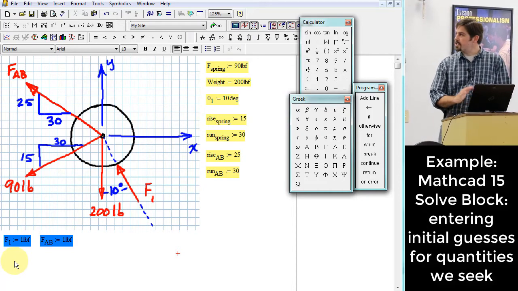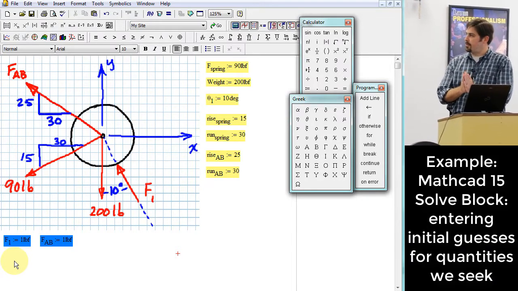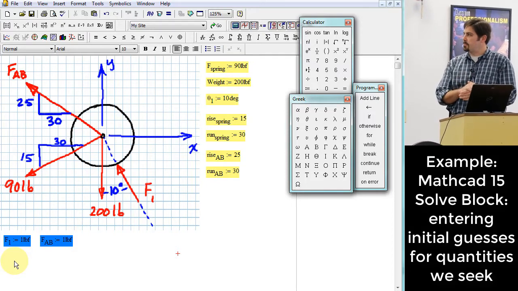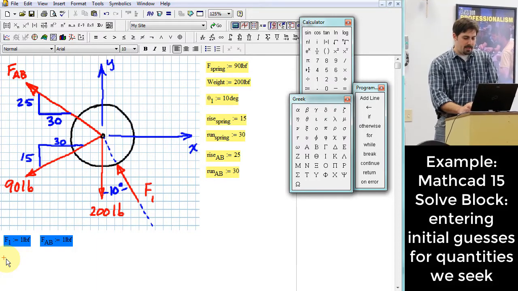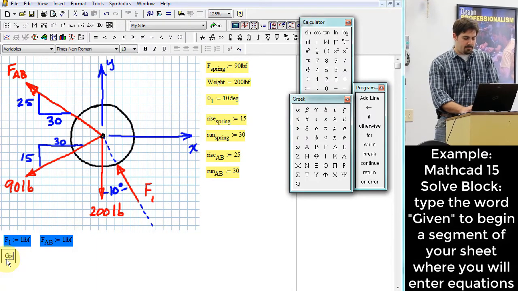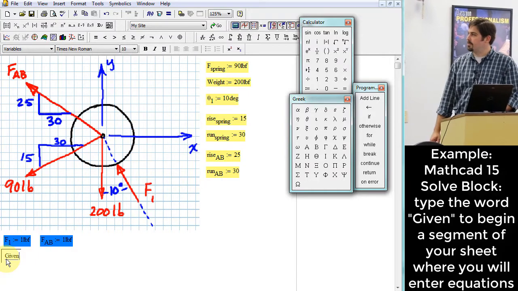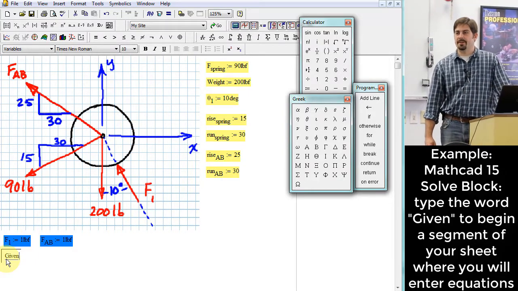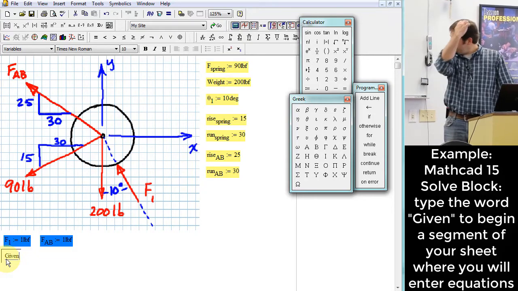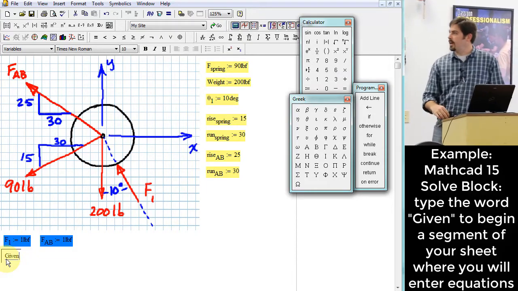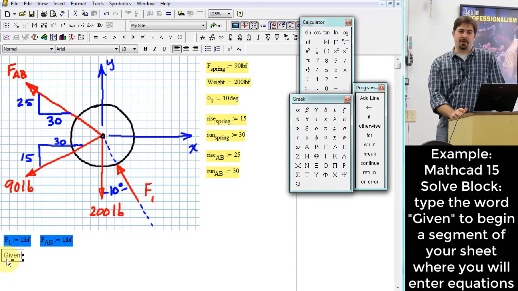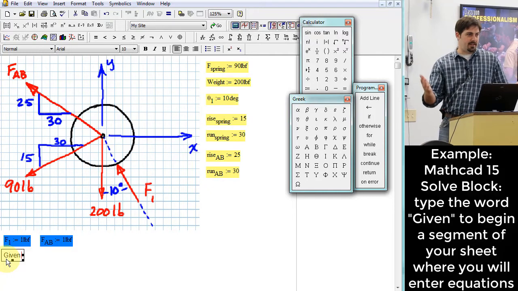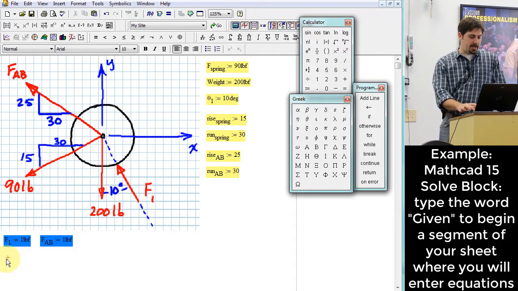So that's the first step: you've identified the things you're trying to find, and you've set them equal to some initial guesses that have the correct type of dimension on them, in this case, force. Here's the next step of the solve block. You type the word given. Make sure when you type the word given, you don't hit the space bar. What happens if you hit the space bar? Yeah, it turns it into a text region, and now it's not going to look at that as if it's anything with respect to math. So don't hit the space bar, just type given.